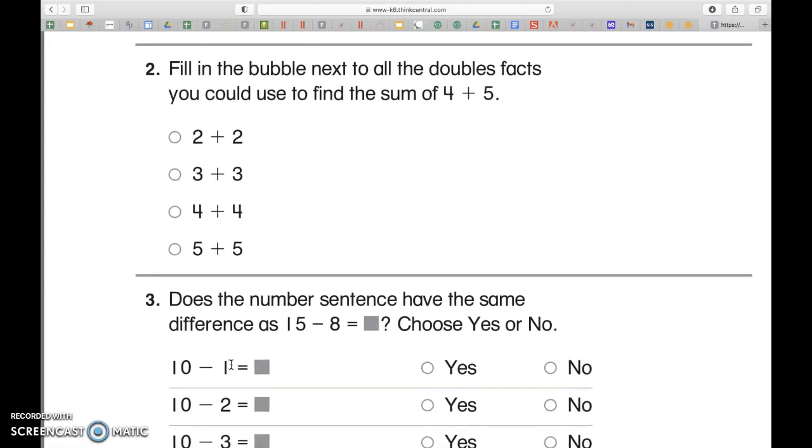Question number 2. Fill in the bubble next to all the doubles facts you could use to find the sum of 4 plus 5. There is more than one right answer. First choice, 2 plus 2. Second choice, 3 plus 3. Third choice, 4 plus 4. Last choice, 5 plus 5. Which one of these doubles facts would help you find the sum of 4 plus 5?